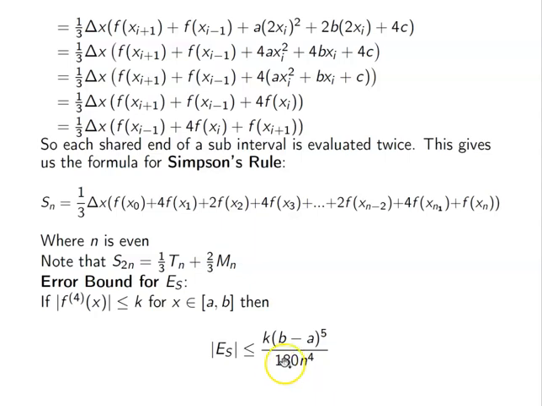This means there's a very small number here, n to the fourth times something times 180. That means my error will be very small for Simpson's rule. Okay, so let's go ahead and do an example.